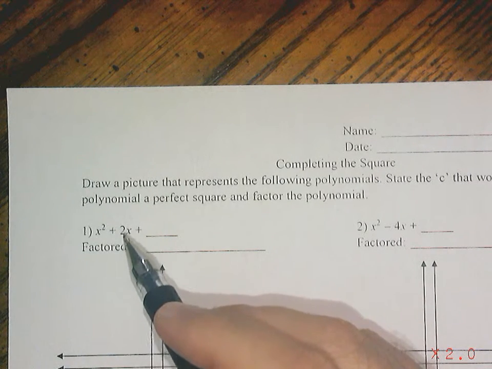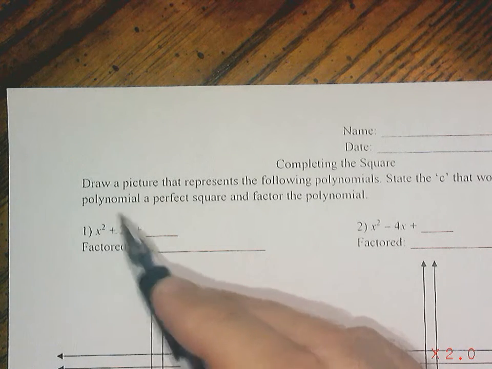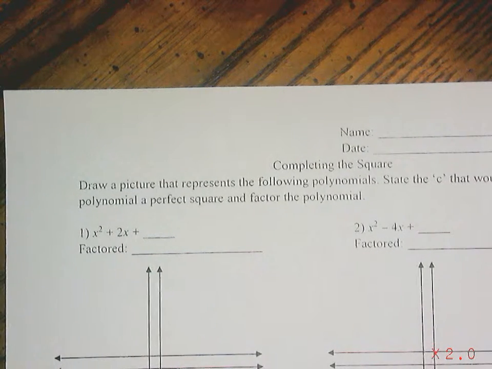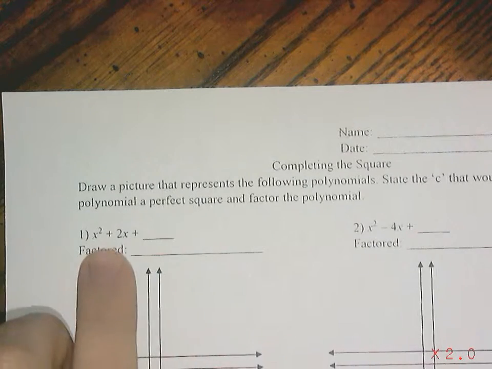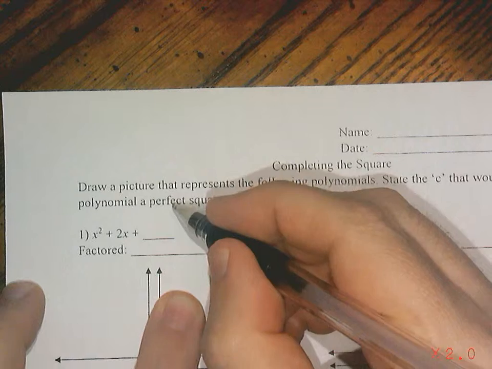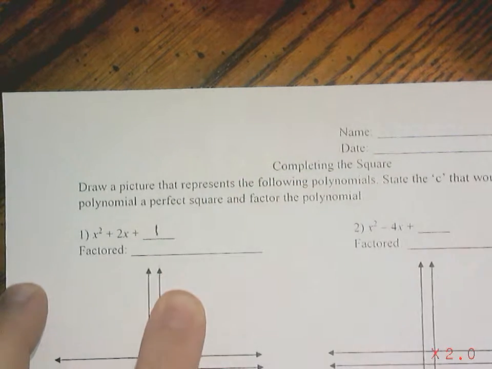Now, it's pretty easy. Basically, just look at the coefficient of your second term, divide it by 2, and then square it. Well, 2 divided by 2 is 1. 1 squared is 1. So the missing coefficient, or the missing C, is just 1.